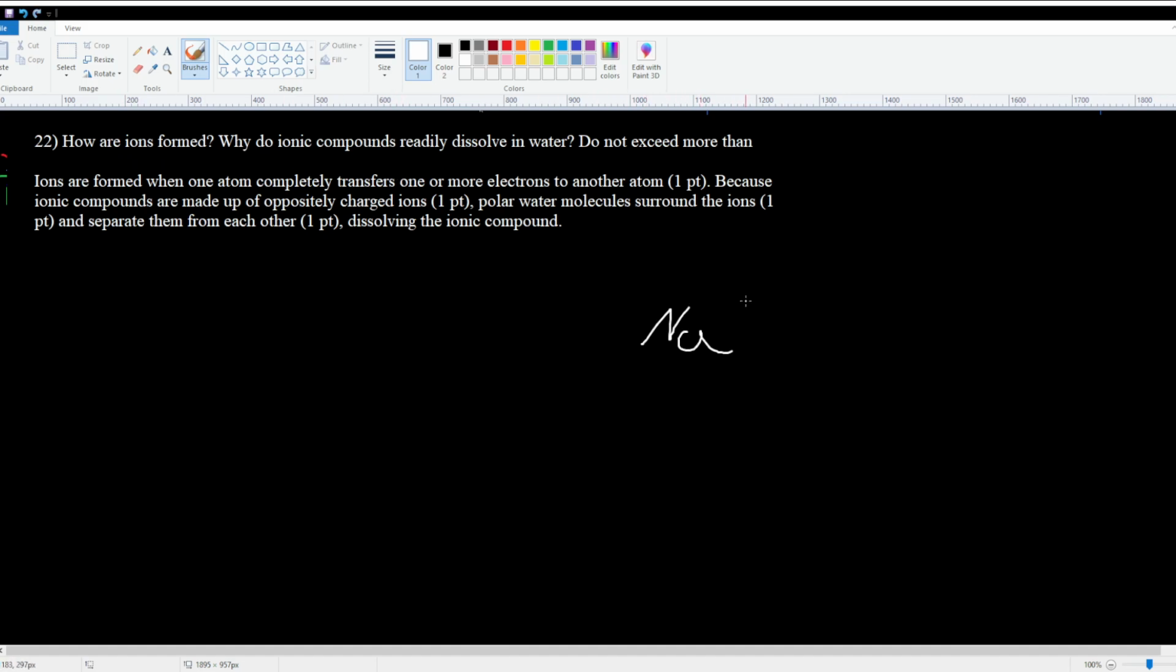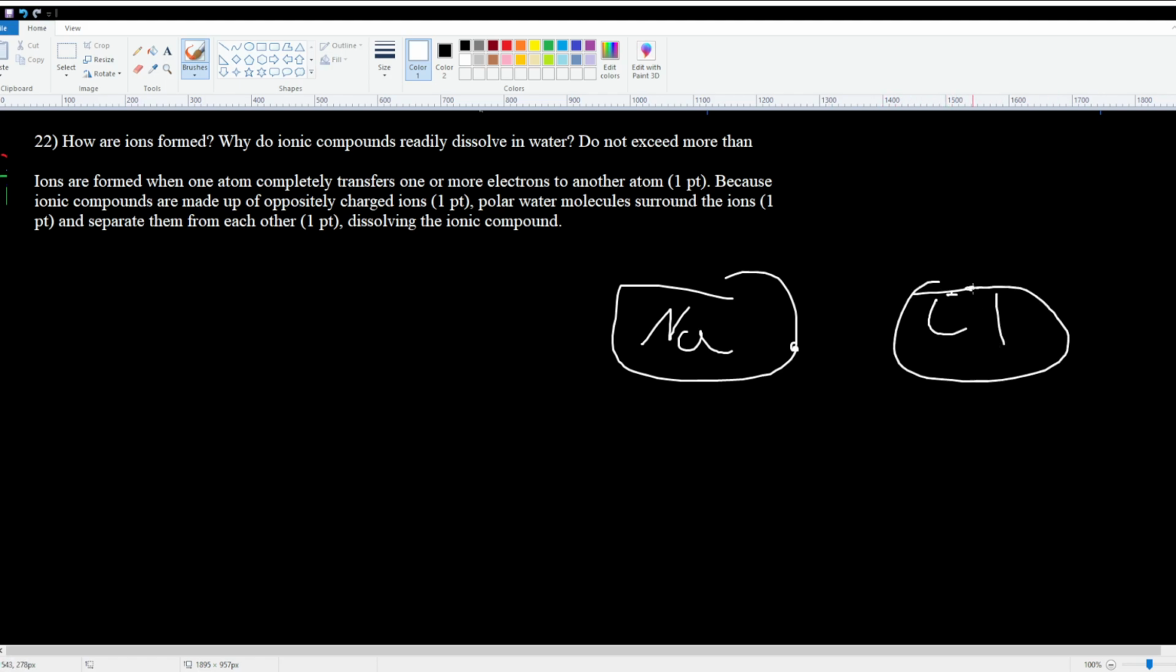When we have the idea of sodium donating its one electron to chlorine. Sodium, my valence electrons are kind of crappy, but yeah, that would form an ionic bond because we're donating electrons. So that would be formation of an ion. But as for why ionic compounds readily dissolve in water, it's because ionic compounds are made up of oppositely charged ions, and polar water molecules surround the ions and separate them from each other, dissolving the ionic compound.